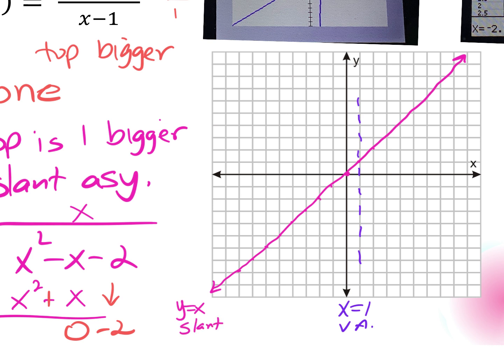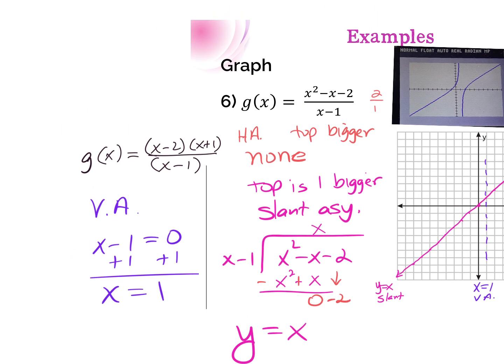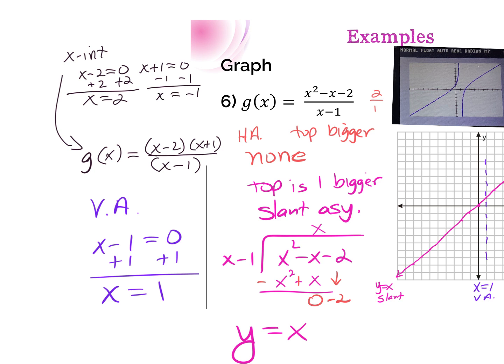So let me go ahead and calculate my x and my y intercept of my graph. So for my x-intercept, remember the shortcut is just to set the numerator equal to 0. And notice right here I already factored it. So it's going to be x minus 2 equals 0, x plus 1 equals 0. So add 2, x equals 2, subtract 1. So my two x-intercepts are 2, 0, and negative 1, 0.